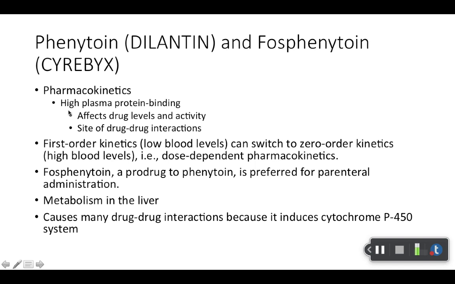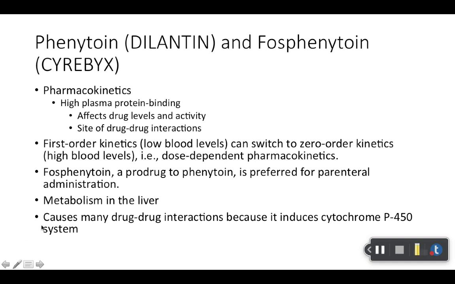First, we have phenytoin and fosphenytoin. I put the brand names here just because I hear the brand names a lot for these anti-seizure medications, but they're not on the exam. Those are in all caps, just an FYI for you guys. Kinetics here, don't worry about it too much, other than that fosphenytoin is usually parenteral, so you don't give it PO. They are metabolized in the liver, and definitely put a star by here.